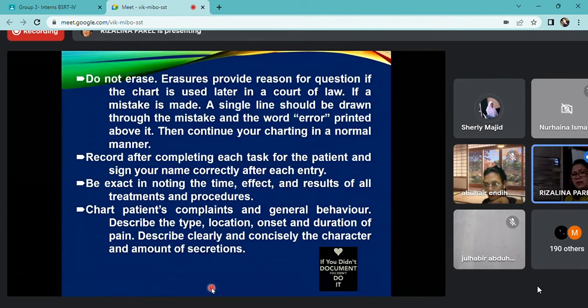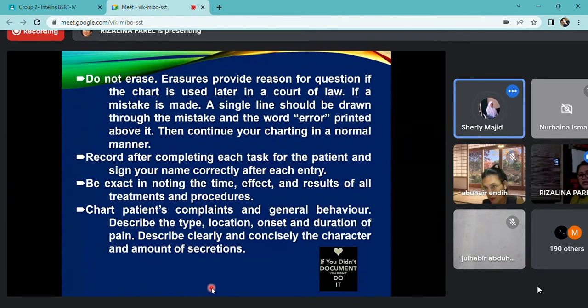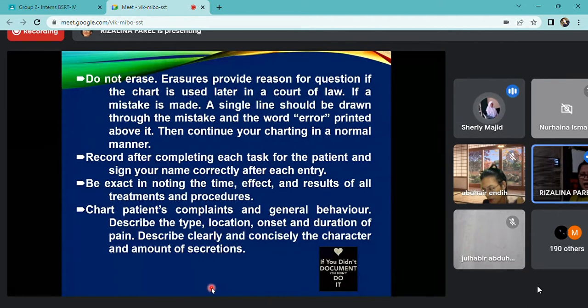Record after completing each task for the patient and sign your name correctly after each entry. Be exact in noting the time, effect, and results of all treatments and procedures. Chart patient's complaints and general behavior. Describe the type, location, onset, and duration of pain. Describe clearly and concisely the character and amount of secretions.